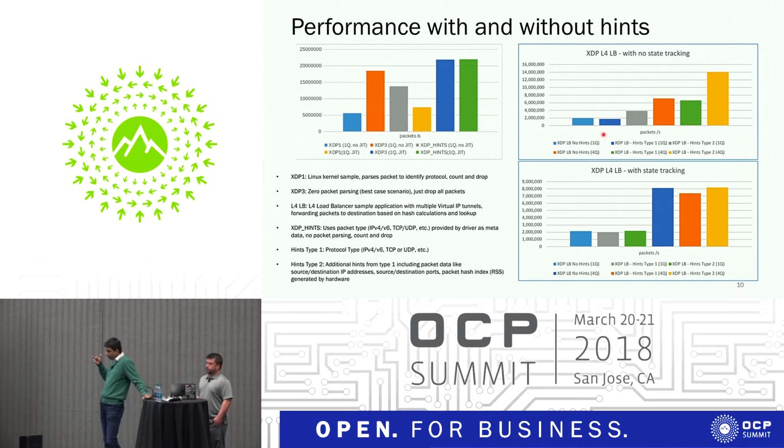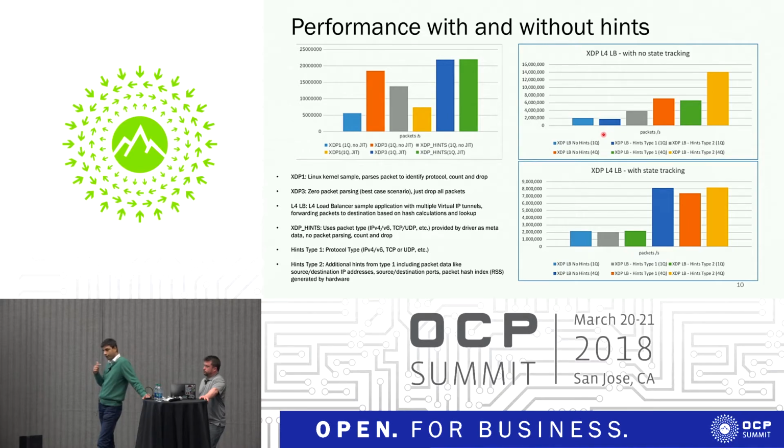So we had two variants of layer 4 load balancer running, one with state tracking and one without state tracking. Basically, there was no localization in one scenario, and there was localization in the other. What we observed with these hints, with no localization and no state tracking, is that it helped tremendously, so that they can look at that metadata, make a decision, and get out.